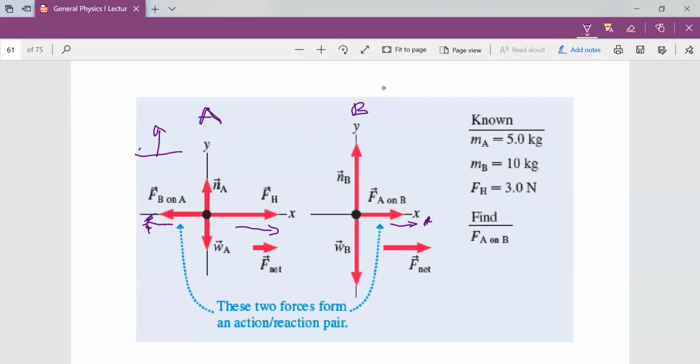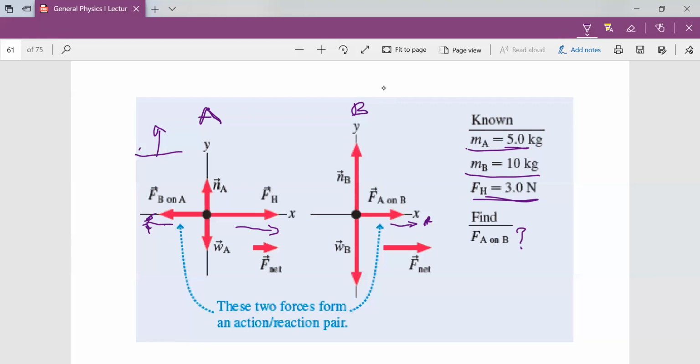Okay, so from the question that was given to us, they gave us the mass of A, and they gave us the mass of B, and they gave us the force from the hand, and they asked us to look for the force of A on B. All right, so the force of A on B, the force that is pushing forward, is actually coming from the force of the hand, setting the object A to influence the object B, and they both move together.